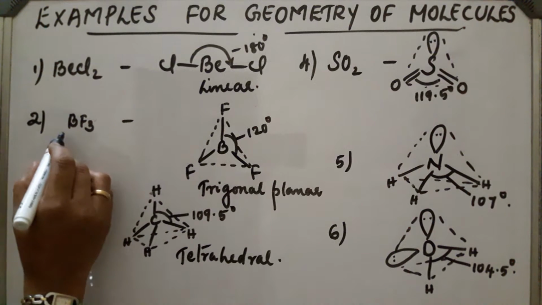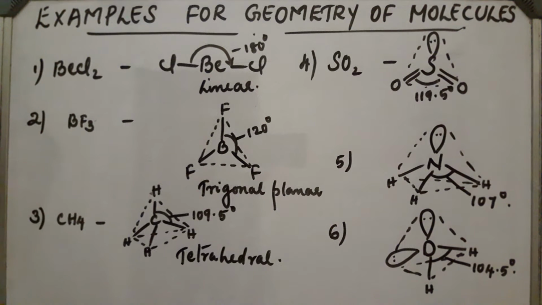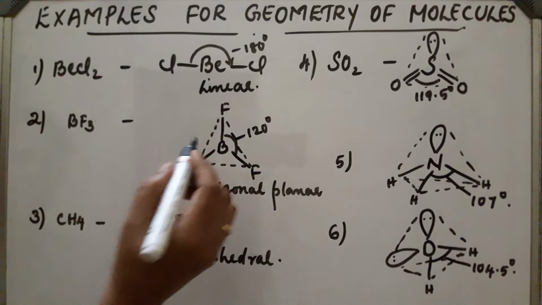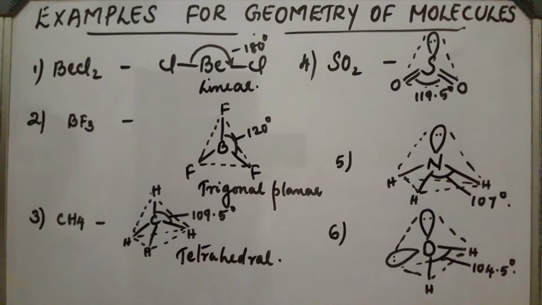Next, second one is BF3. Here, this boron is the central atom. It is surrounded by three fluorine atoms. And the geometry of the molecule is trigonal planar. In order to get the minimum repulsion between these fluorine atoms, they occupy the maximum distance in space. So the angle between them, that is the bond angle, is 120 degrees.